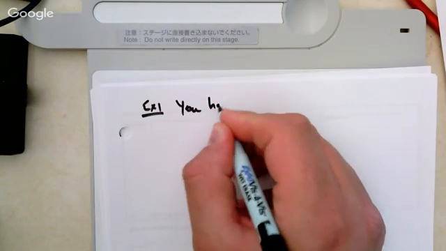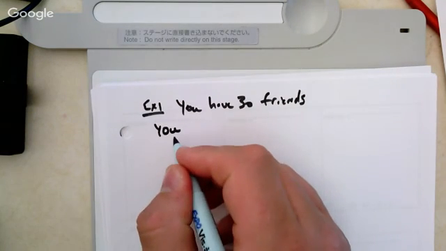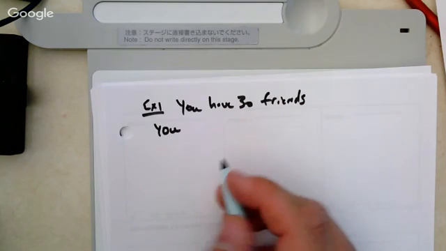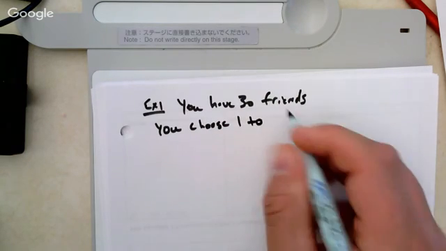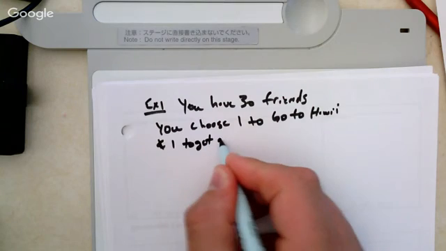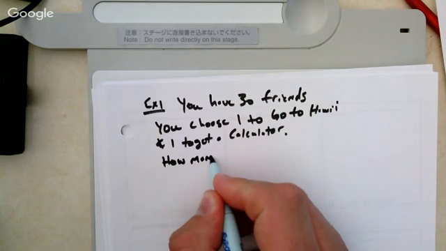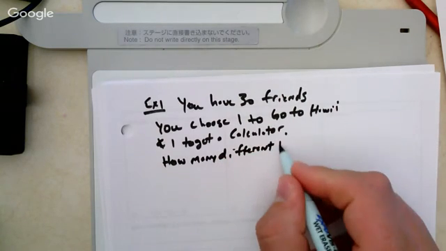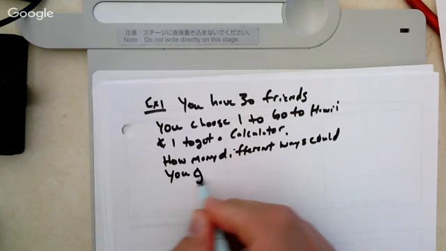Example 1. You have 30 friends. Oh, people, you have way more than 30 Facebook friends. 30 Twitter followers. Yeah. Okay, you have 30 friends. You choose 1 to go to Hawaii with you, and 1 to get a calculator. I know, which one is the real first prize winner is the question, but your question is, if you allow the same person to win both, so in other words, if you allow a replacement, how many different ways could you give these away?